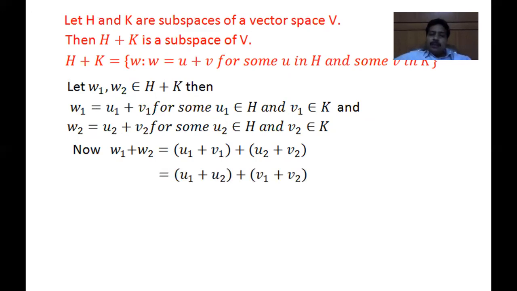Since we are in a vector space, we have associativity and commutative property also. Using the combination of these two, we can rearrange these elements. We have both the properties. First I can exchange like this, and by associativity and commutativity I can exchange these two. Finally we will get this.